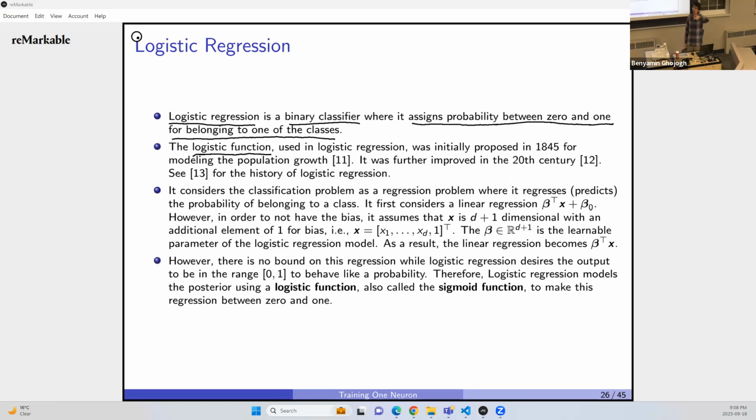The logistic function. In logistic regression, we use the logistic function. Hence the name logistic regression, because it uses a function named the logistic function. It was initially proposed in 1845 for modeling population growth. Why is it important for population growth? This is, by the way, the logistic function. It goes from 0 to 1. Why can it model population growth?